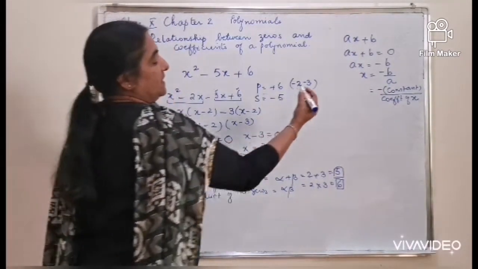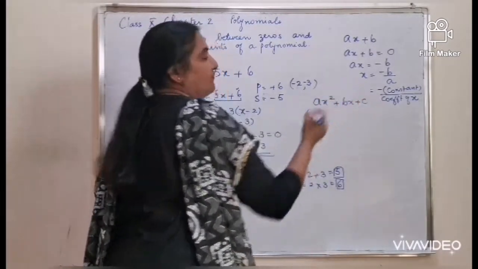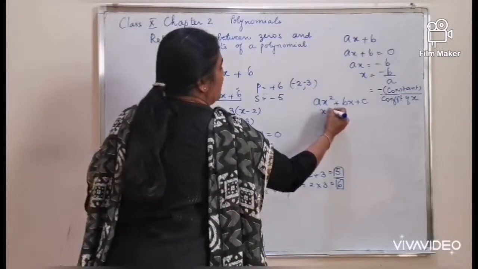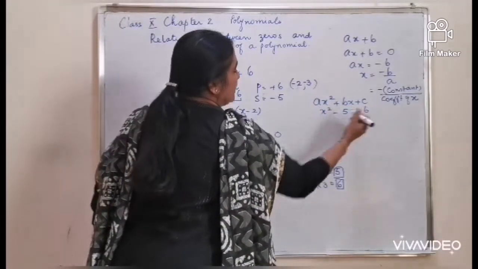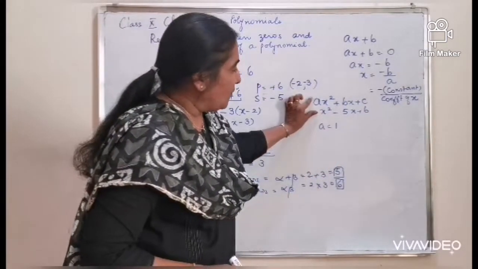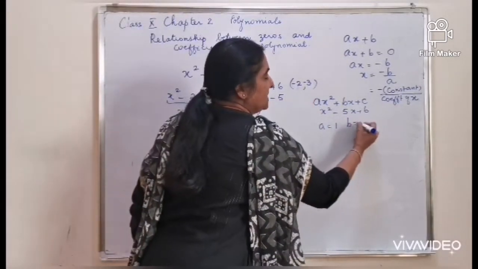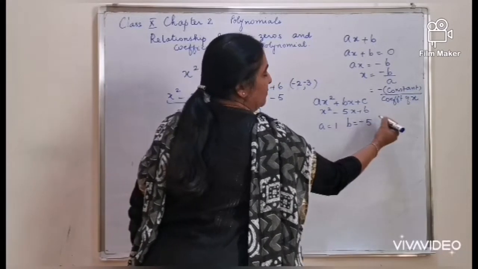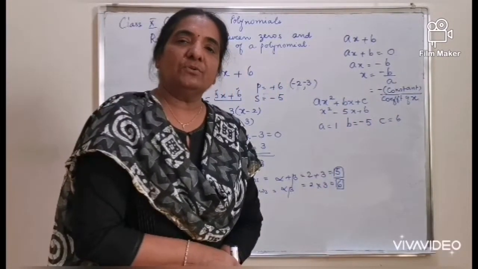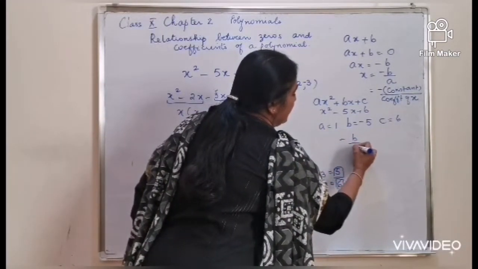Compare the given quadratic polynomial with the general form of the quadratic polynomial. Once you compare it, you will get the value of a as 1. Compare the coefficients. The value of a is 1. The value of b is minus 5 and the value of c is 6. Find out what is the value for minus b by a.